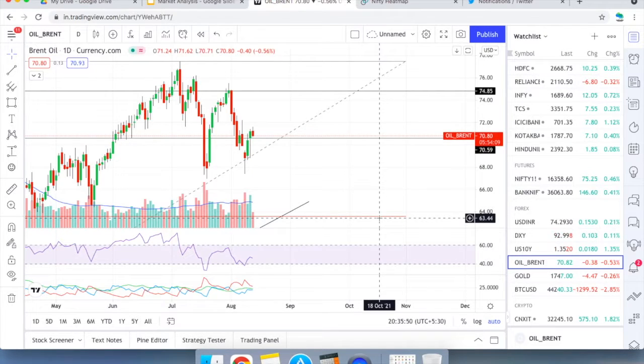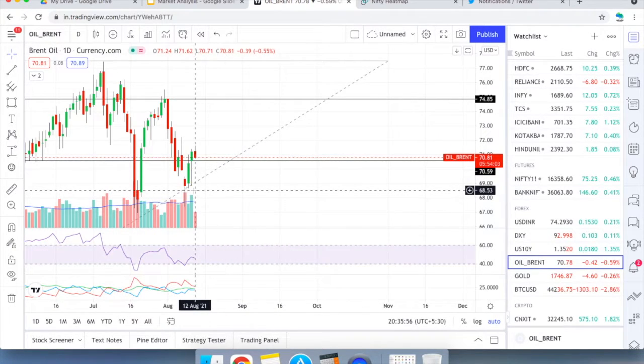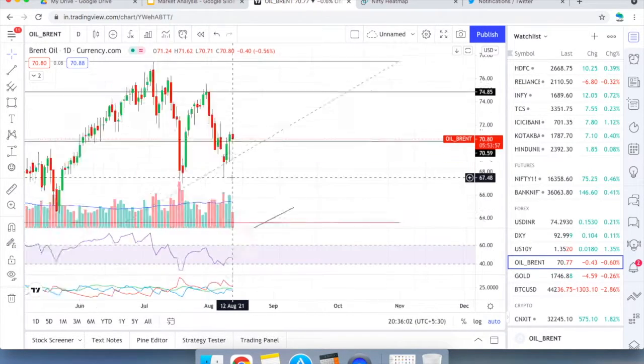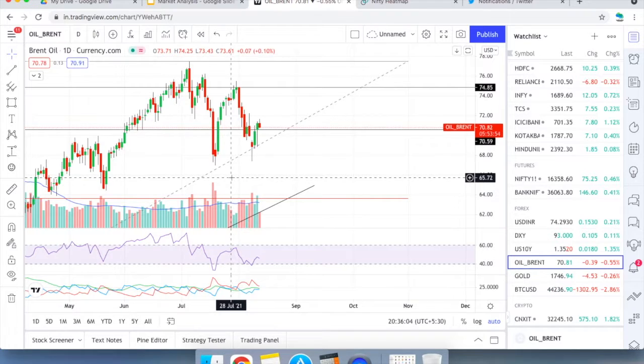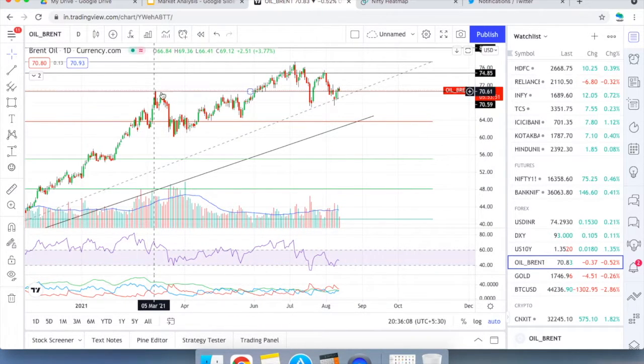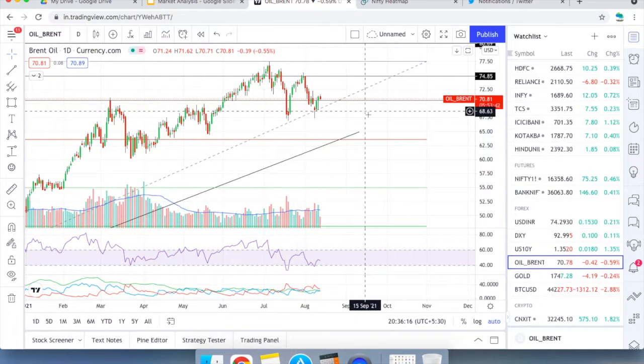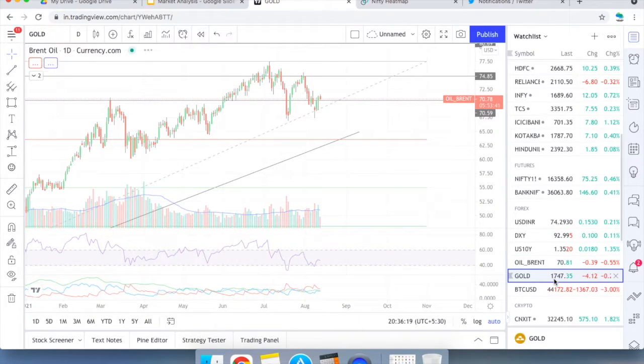Yeah, Brent oil has come down and settled, hovering around the 70 levels. From yesterday it had a move upwards. It had fallen down to 68, 67 kind of levels, but again seems to have moved up. But looks like this is at a major level. The 69 to 70 level is kind of a major support zone. So as long as it hovers around that, it should be okay.